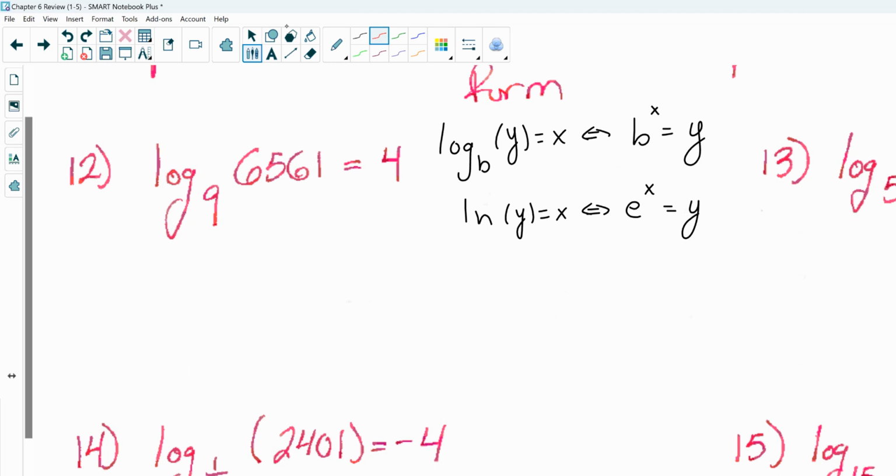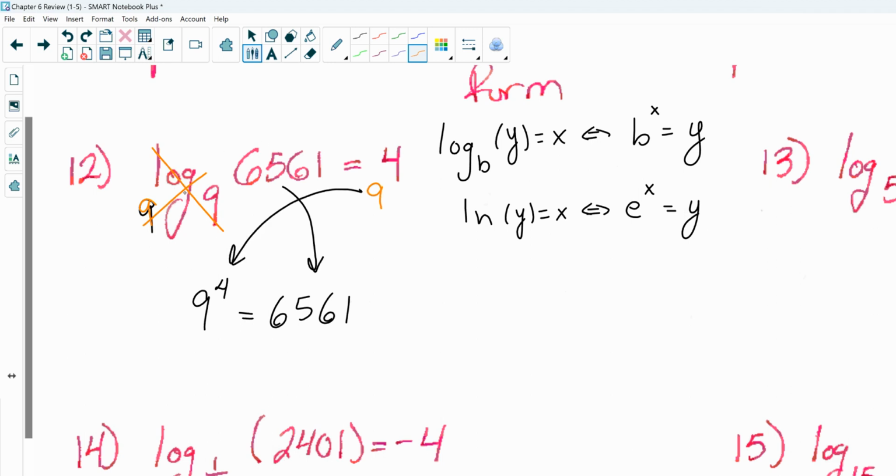Now for our first one, if we use this switching method, it'll tell us 9 to the 4th is equal to 6,561. The way we did, especially with our inverses, is that we could use the base of 9, because our log base 9 will cancel, leaving us with 6,561, and our other side would be 9 to the 4th. And that's it.